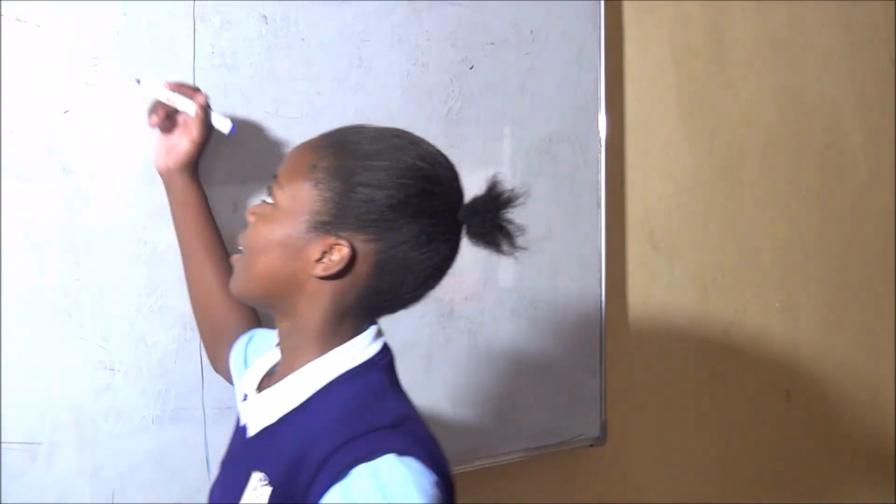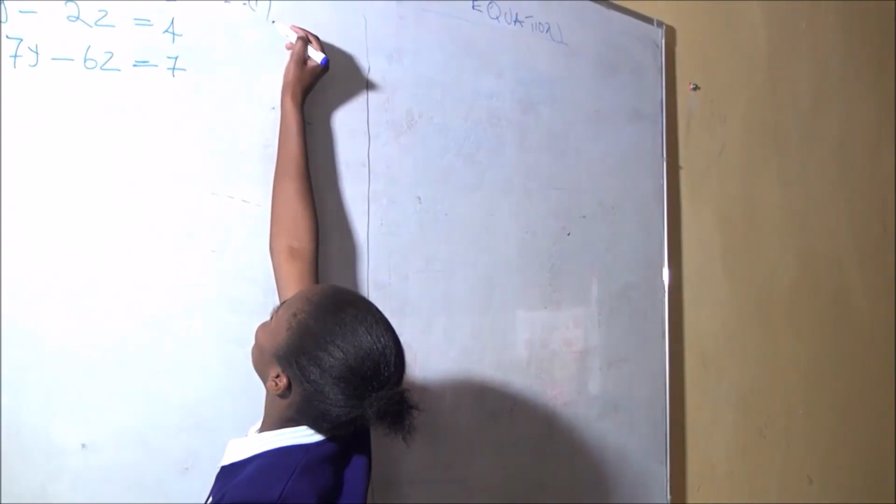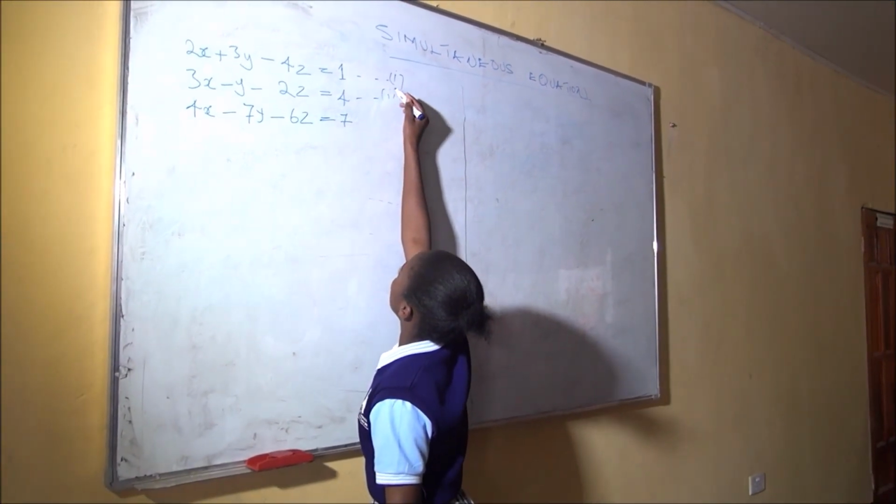I will be presenting to you an additional math question on simultaneous equations with three variables using the substitution method. So here I have my first equation and my second equation, which is here, and my third one.